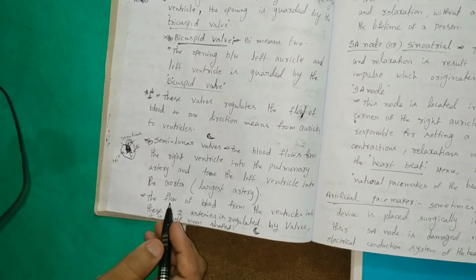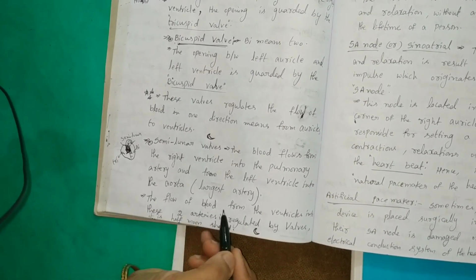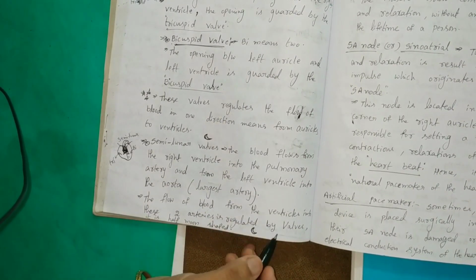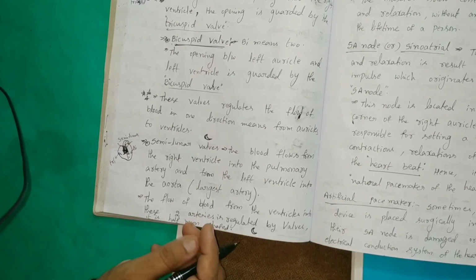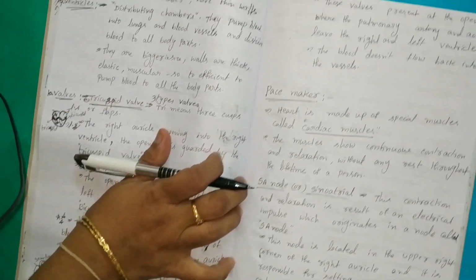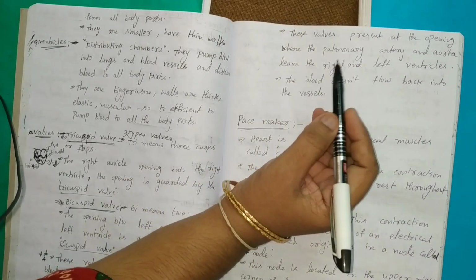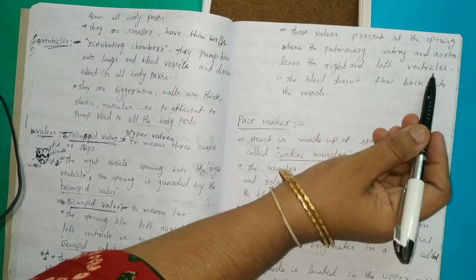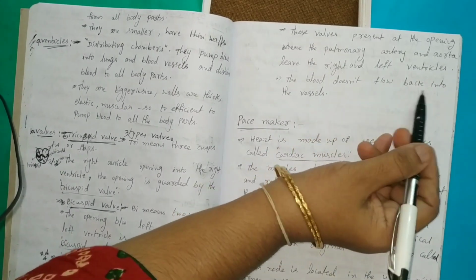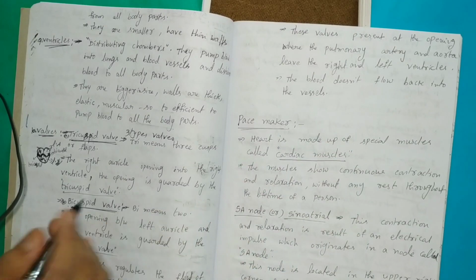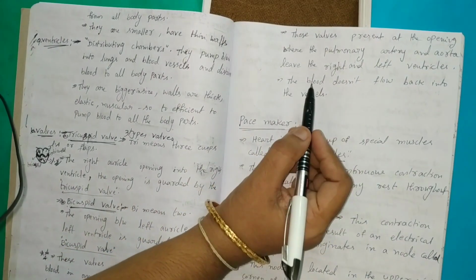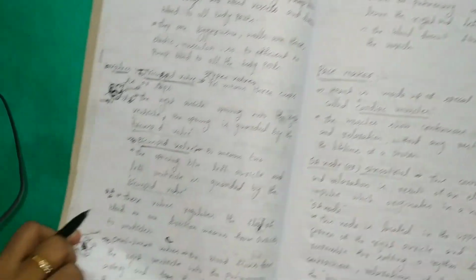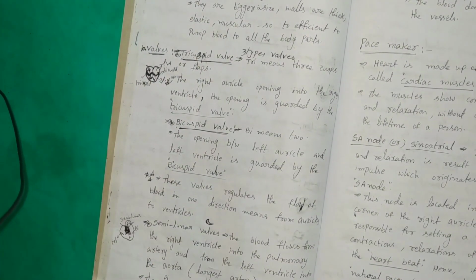So what is the main function of the valves? The flow of blood from the ventricles into these two arteries is regulated by valves that are half moon shaped. So these valves are present at the opening where the pulmonary artery and aorta leave the right and left ventricles. The blood doesn't flow back into the vessels. So the main function of the valves is that the blood doesn't flow back into the vessels. So these are the main parts and structure of the heart.